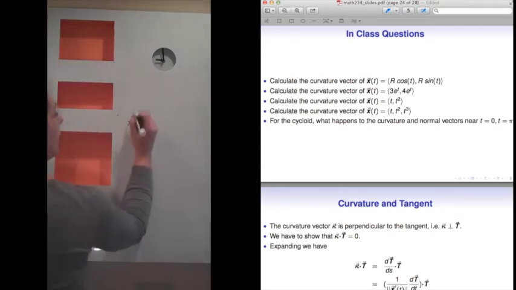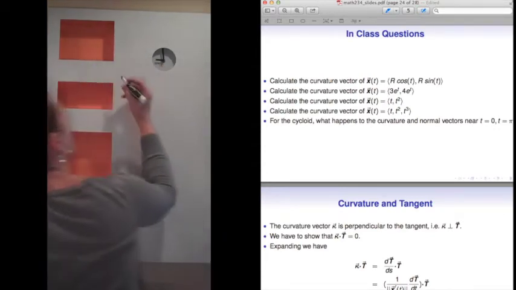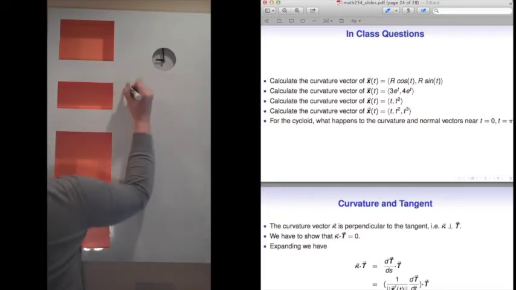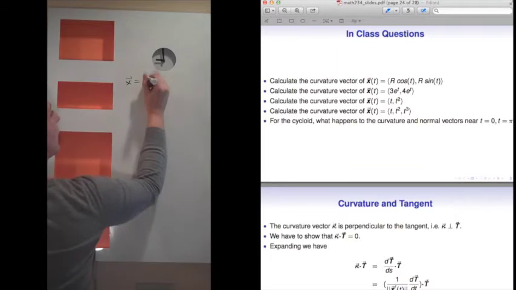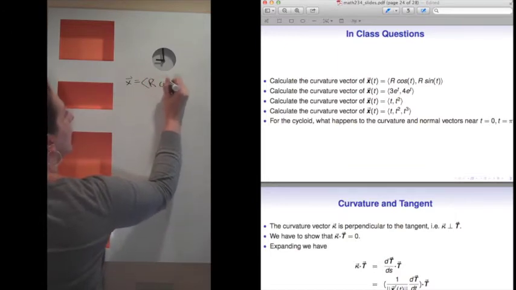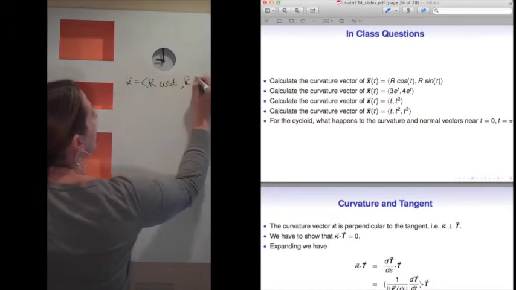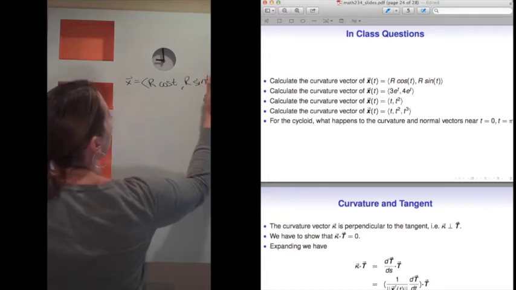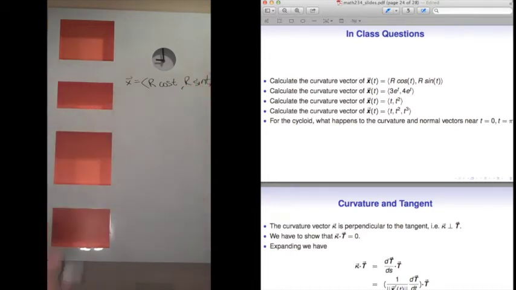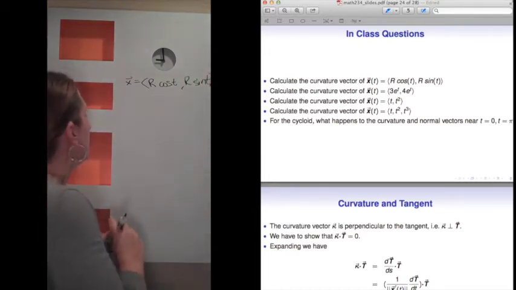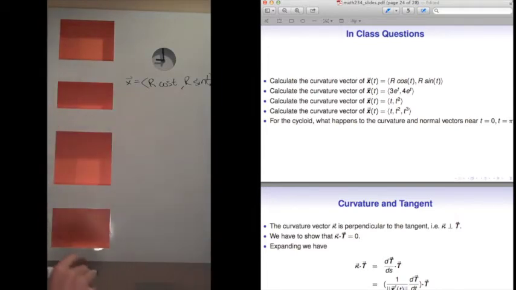If we have, let me start farther up so I can write more on one board, right? So if we start with this formula, we have r cosine t, r sine t, right? So that's our toy example that we always start with because everybody's intuition tends to work well with the circle.